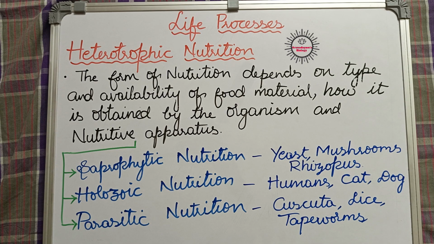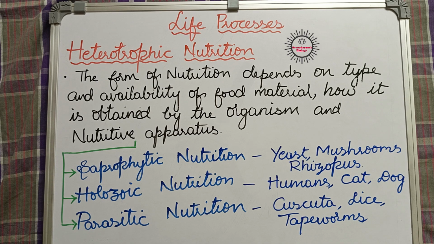Lice, tapeworms, all these are organisms called parasites. They will depend on our blood. Our blood already has digested food, no? So these lice will feed on that blood. That means they are feeding on the digested food which is already present in our blood. That's how they take food material. This type of nutrition is called parasitic nutrition, and the organisms are called parasites, and the organism which serves food to them is called a host.